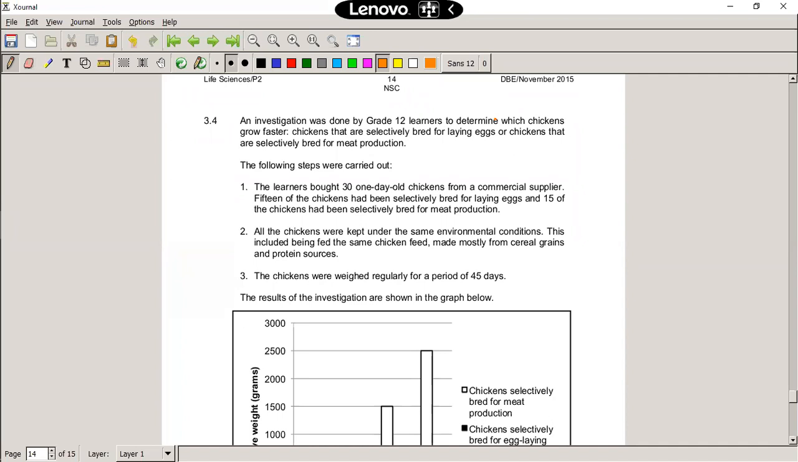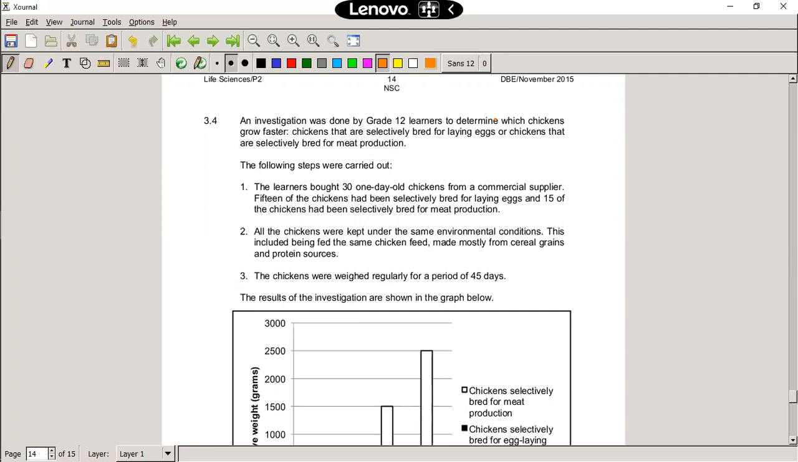Okay, so this is an investigative question. Just the way it's going, it says to us it's an investigation. Let's go and see what they're going to ask us now. The following steps were carried out. The learners bought 31-day-old chickens from a commercial supplier. 15 of the chickens had been selectively bred for laying eggs, and 15 had been selectively bred for meat. So I either want a chicken that lays a lot of eggs or a chicken that's going to give me a lot of meat when I'm buying my KFC.